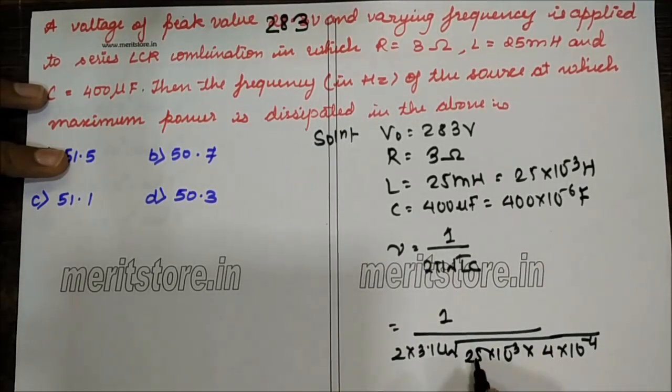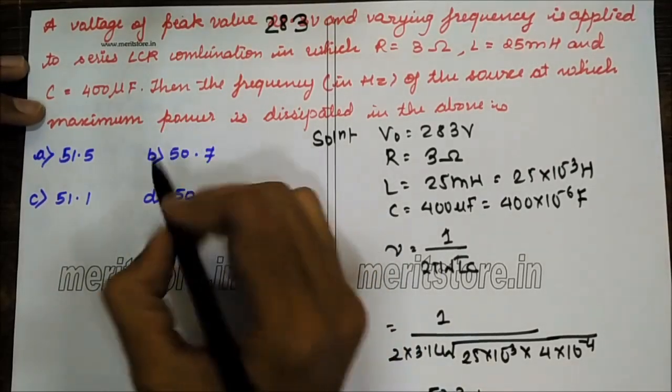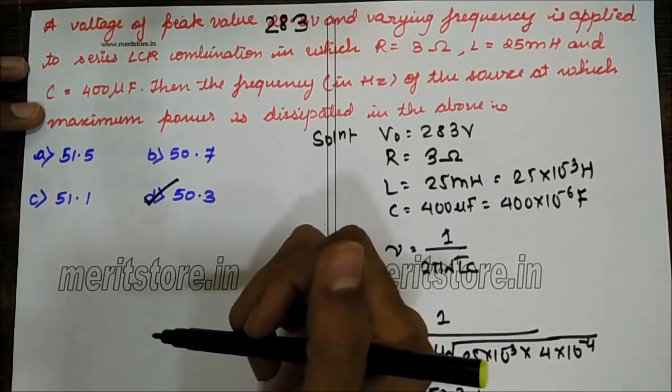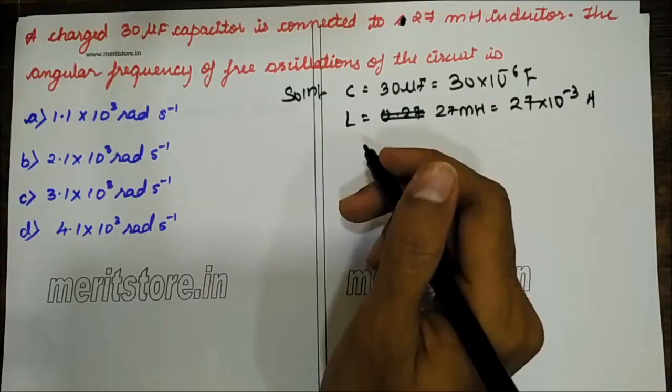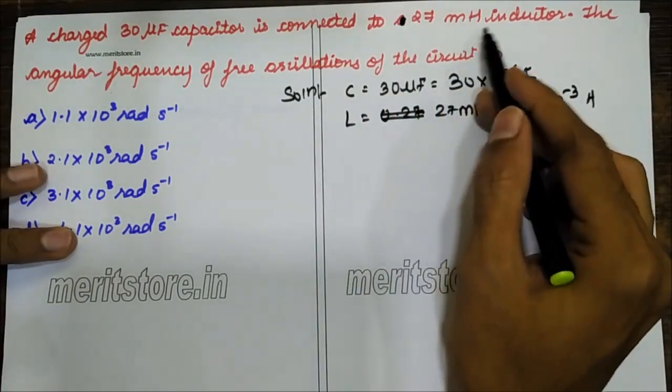Okay, so that will give you a value of about 50.3 hertz of frequency. So your correct option is 50.3 hertz of frequency is dissipated. Okay. A charged 30 microfarad capacitor is connected to a 27 millihenry inductor.